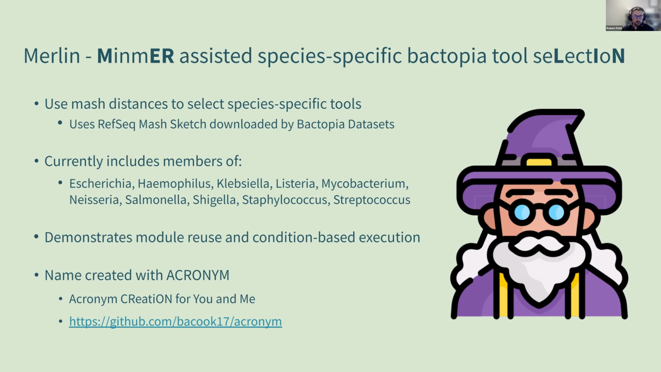It currently includes a number of species-specific analyses. And the cool thing about DSL2 is if there's another organism that has a tool that we want to add, we just add it in. No reworking the full pipeline. It's as simple as adding that one line with the module and feeding it to the inputs. This demonstrates module reuse and condition-based execution, which is cool in DSL2, where you could say, if E. coli, run E. coli tools. The name was created with this acronym Python package, which is a fun little thing to create acronyms. When I saw Merlin pop up, I was like, we're going with that.